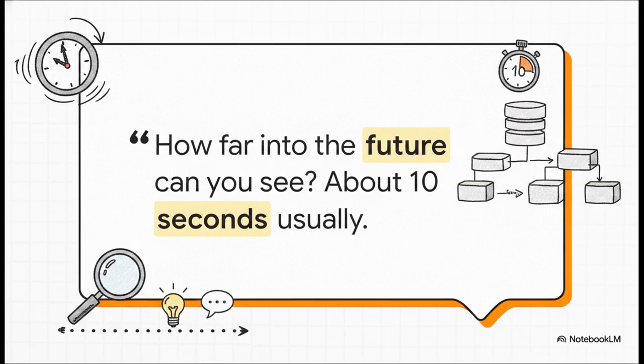Mr. Poons asks, "How far into the future can you see, Mrs. Cake?" And Mrs. Cake replies, "About 10 seconds usually, Mr. Poons."